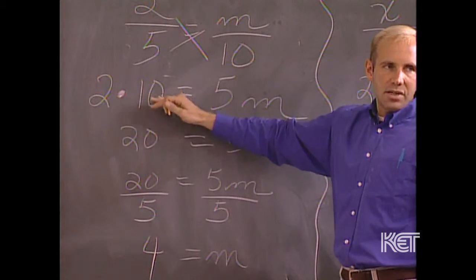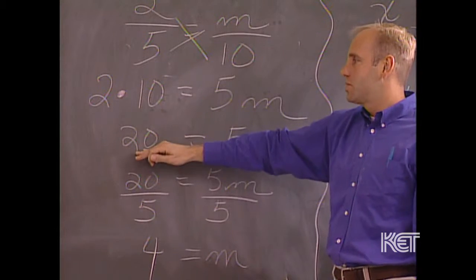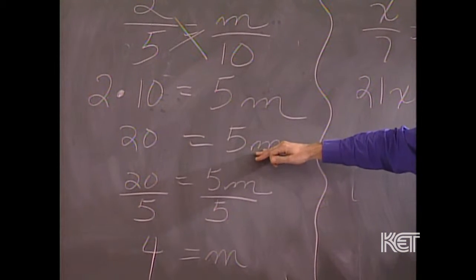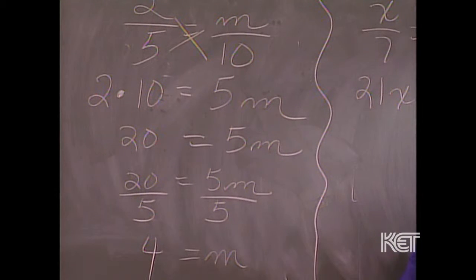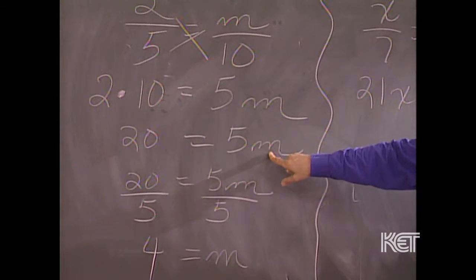Each line, notice I do one thing. 2 times 10 is 20. 5m remains the same. Now remember, this is multiplication. Remember we talked about that brother-sister relationship? What is a relative of multiplication?